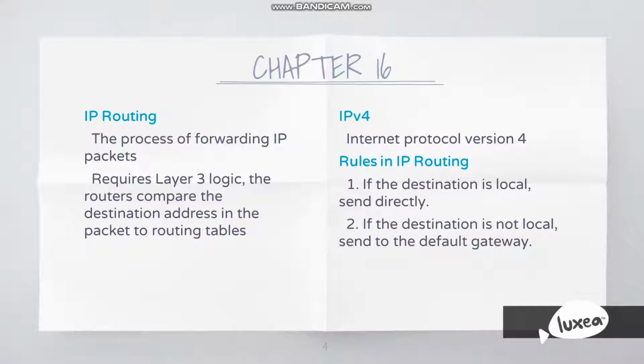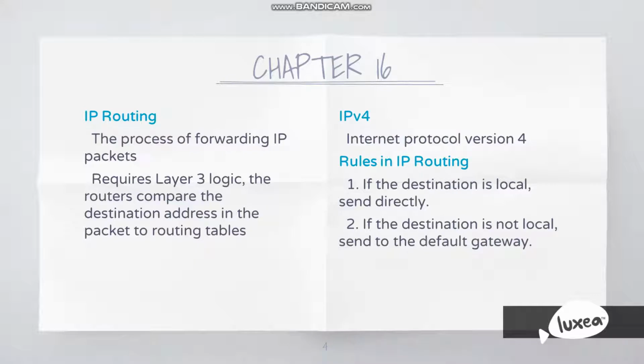We have talked about this before, so I will briefly cover it. Internet Protocol version 4 is used to connect our devices to the web. Whenever a device accesses the network, it is assigned a unique IP address. There are rules in IP routing.